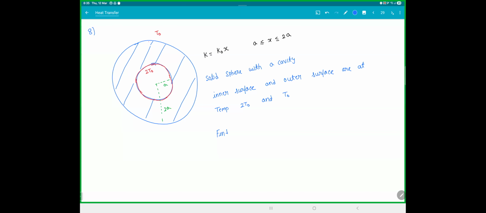Find R thermal. Find the thermal resistance of this system. Find the heat flow dQ by dt. Find dT by dx. Find temperature as a function of x. How does the temperature vary with x? X is the distance from the center.